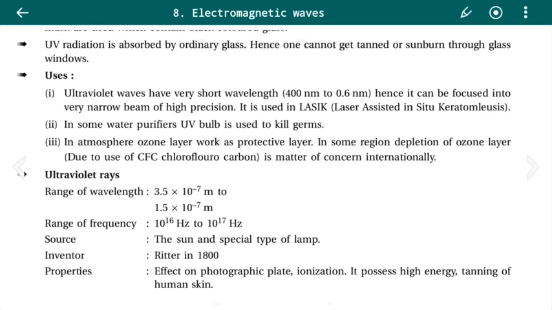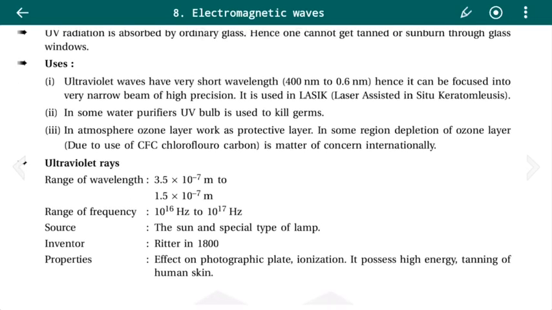Ultraviolet waves have very short wavelength, hence they can be focused into a very narrow beam of high precision. It is used in LASIK. In some water purifiers, a UV bulb is used to kill the germs, as we have seen nowadays. Aquaguard or whatever water purifier that we are using uses UV light, and this UV light is useful to kill the germs so that the water is purified.